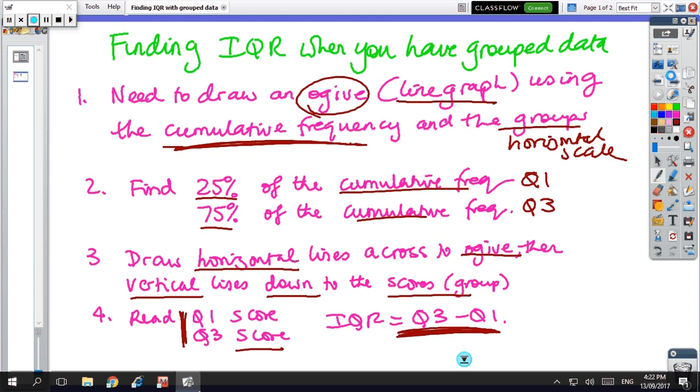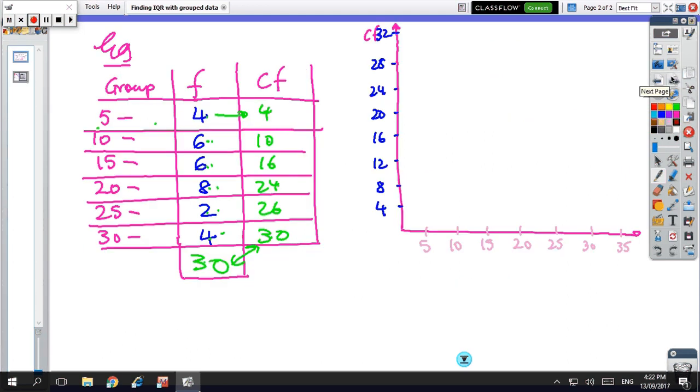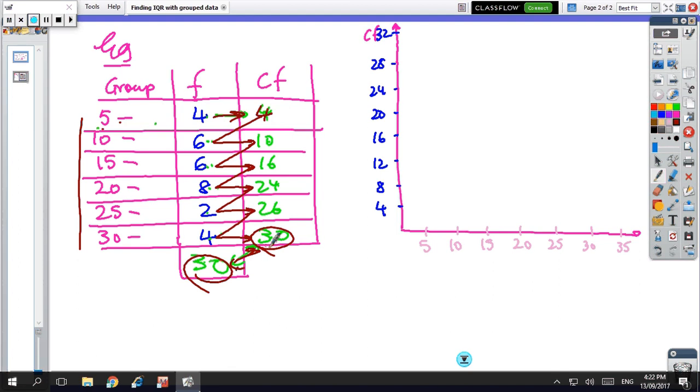We'll do an example. Okay, so I've set up the grouped data already. The groups go from 5 to 10, or 5 to 9.999 repeating, but this is the way the data would be represented, 5 to 10 and so on. My frequencies were 4, 6, 6, 8, 2, 4, and I've added them up and got 30, which means the last cumulative number must be 30. Those two numbers must match. So the first score comes across, which is just 4, then 4 plus 6 is 10, 10 plus 6 is 16, 16 plus 8 is 24, 24 plus 2 is 26, 26 plus 4 is 30, so the numbers match up. Okay, so you have that zigzag approach.